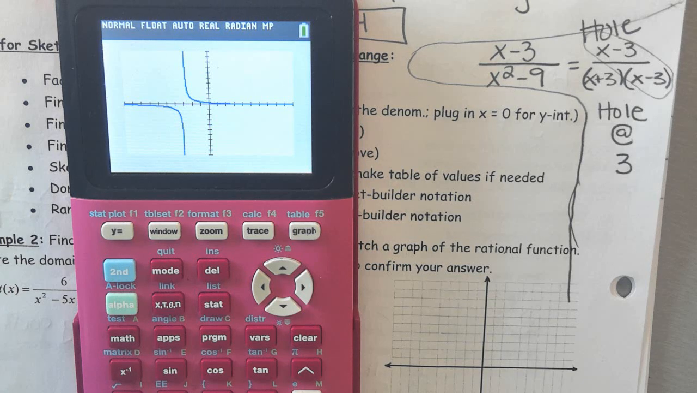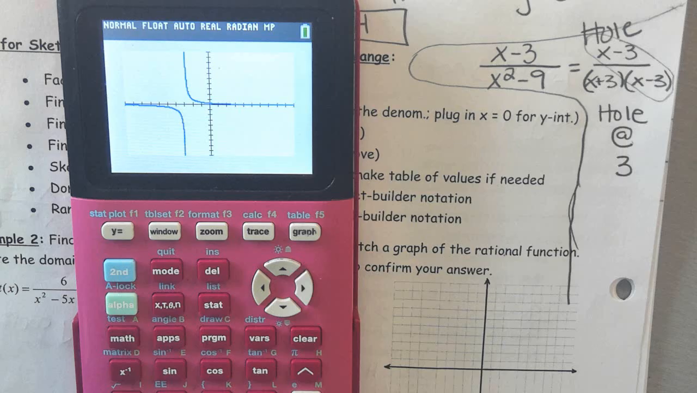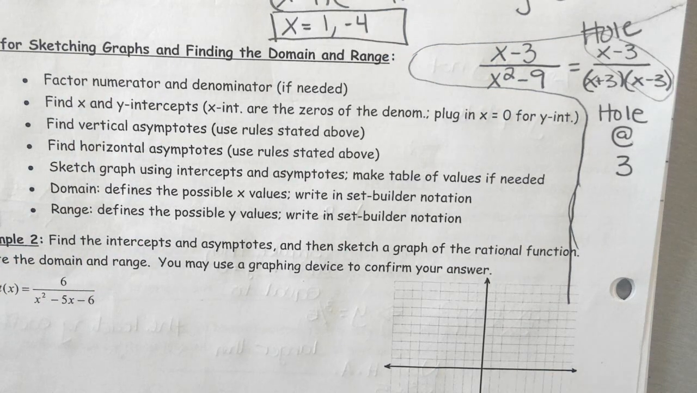So remember that your calculator only has so many pixels. It's not a high-def TV, right? Your calculator is not that. So you have to be careful. If I was graphing this and I had a hole at 3, there would be an open circle there, kind of like when we were graphing the piecewise functions. I would have an open circle where the hole is. So just something to be careful of, just an extra little piece of information.